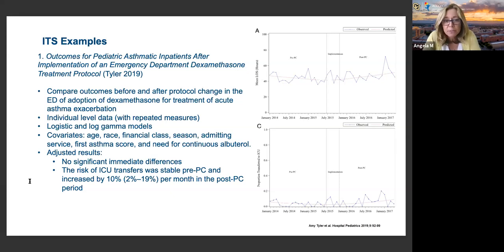The reason why we did do this individual level data was because we wanted to adjust for individual level covariates, such as age, race, financial class. We did adjust for season too, admitting service, first asthma score, and need for continuous albuterol. So once we adjusted for those, we still saw no significant immediate differences. But the one thing we did see was that ICU transfers, which were stable in the pre-protocol period, were now increasing by 10% per month in the post-protocol period.